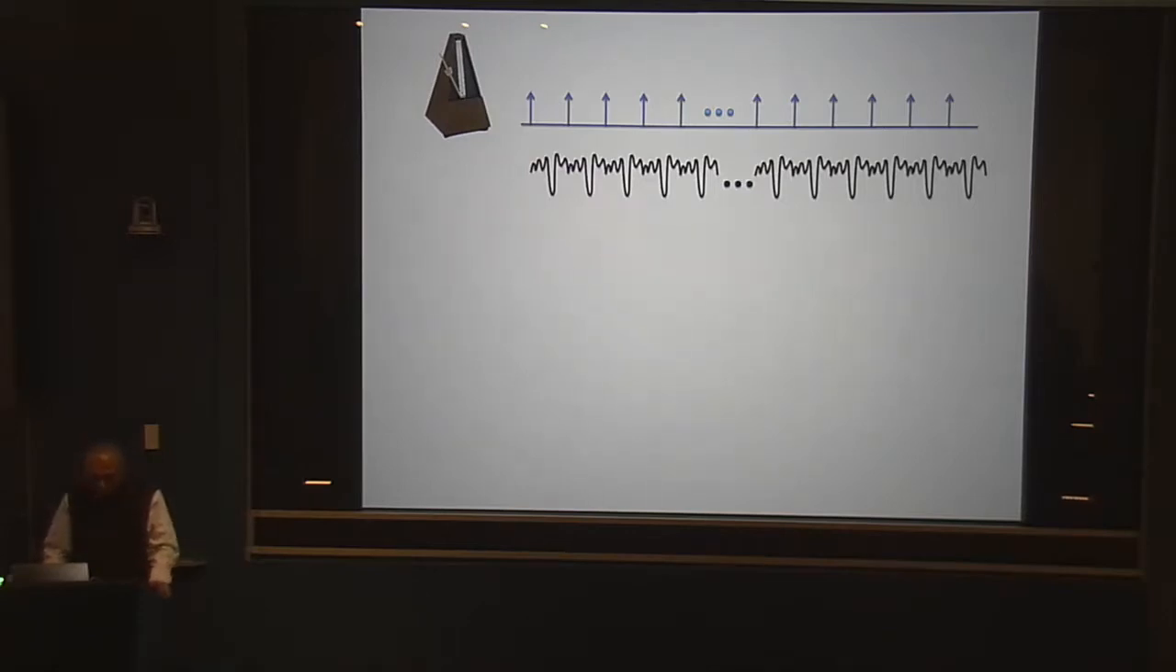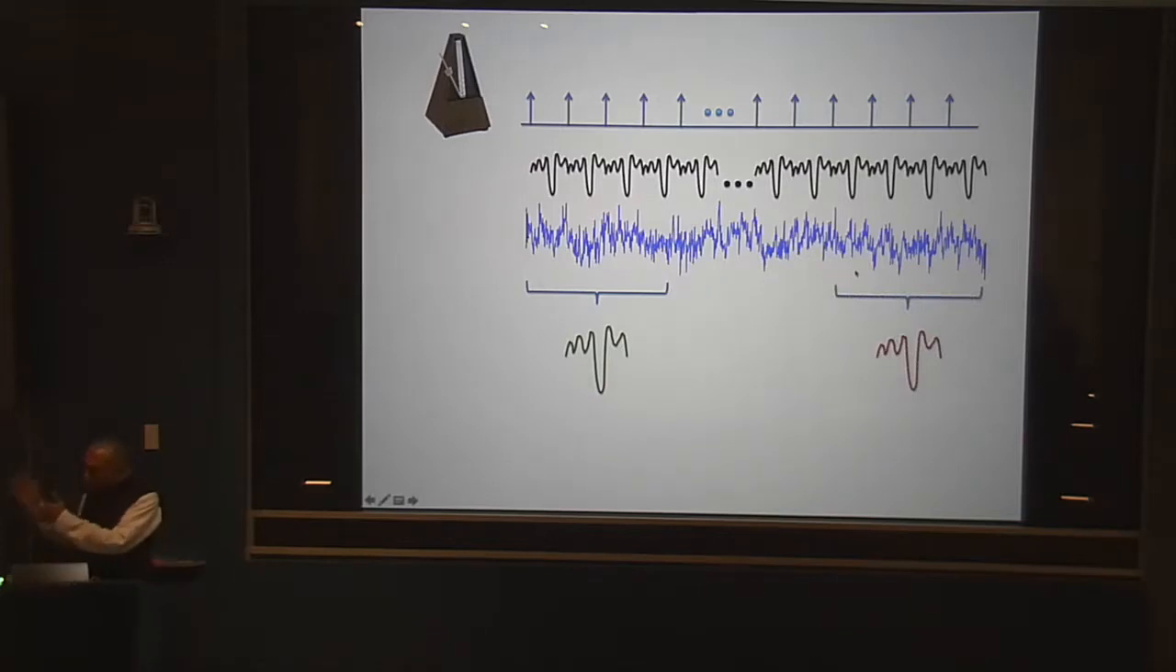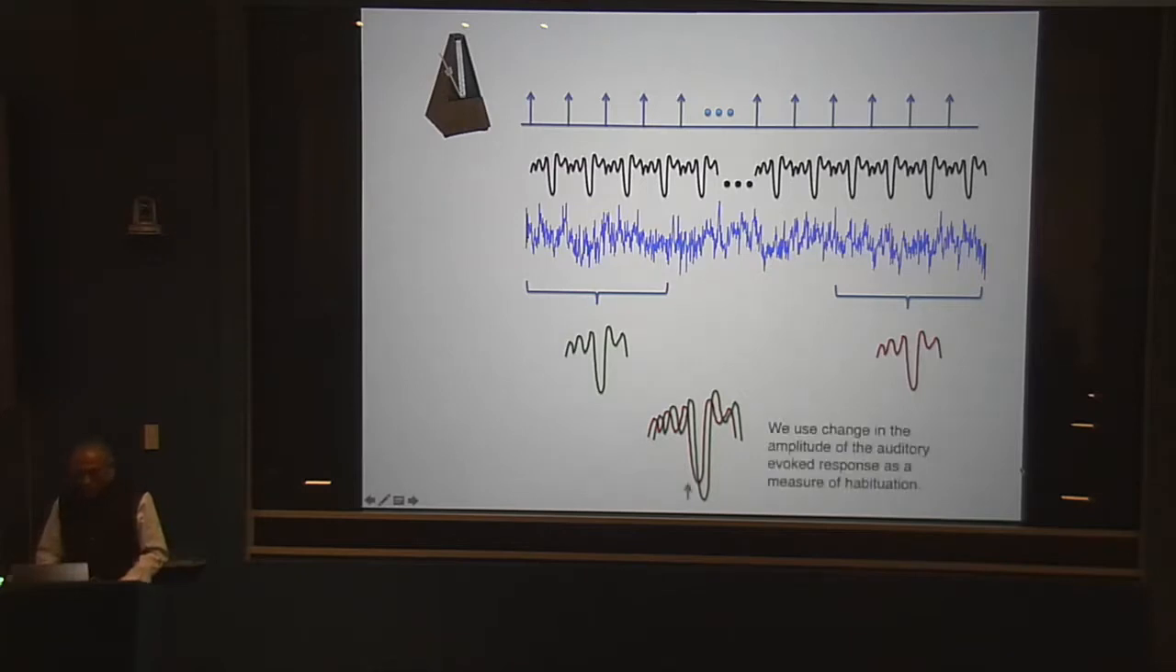Of course, real neural data look a lot more noisy, and we have to average a bunch of these individual responses to get the average evoked response. And we can do the same kind of averaging towards the end of the sequence. So you get the average evoked response there. And we can then do the same kind of comparison. Does the average evoked response towards the end differ from that towards the beginning? A reduction in the amplitude would correspond to habituation.